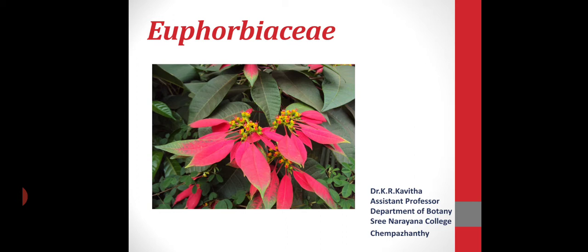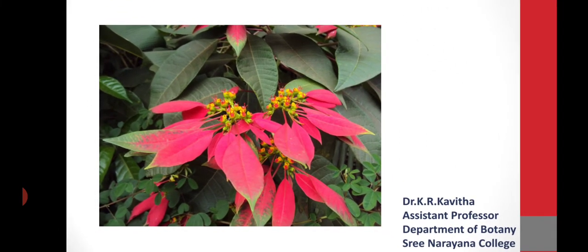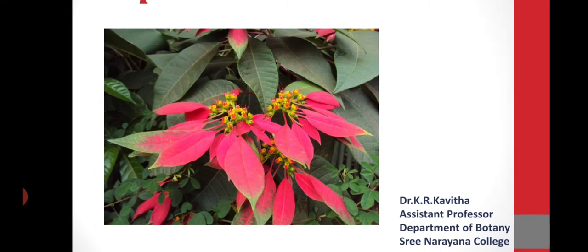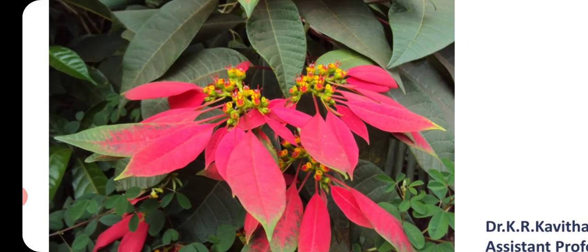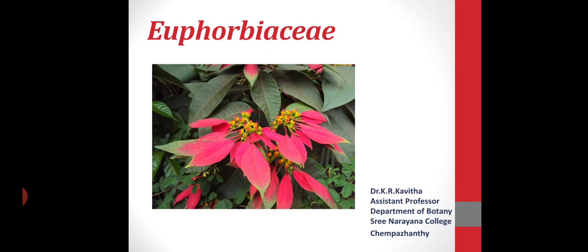In this initial slide, we can see a beautiful photograph. This is Euphorbia pulcherrima. In our area it is very common in some of the hilly areas near Kilimanur and Ariyanad. It normally grows in wild conditions, and some hybrid plants are available in nurseries. These are the colorful leaves, and in our slides we will study the floral characteristics in detail.